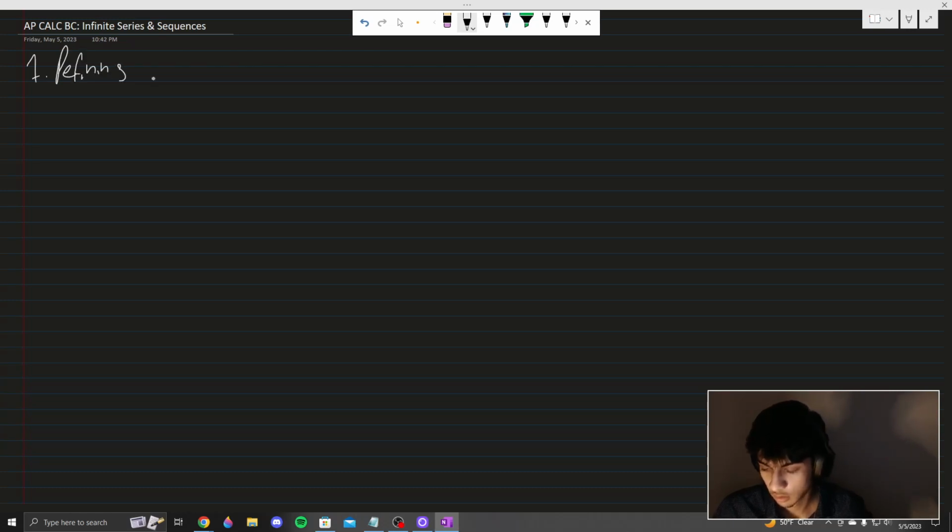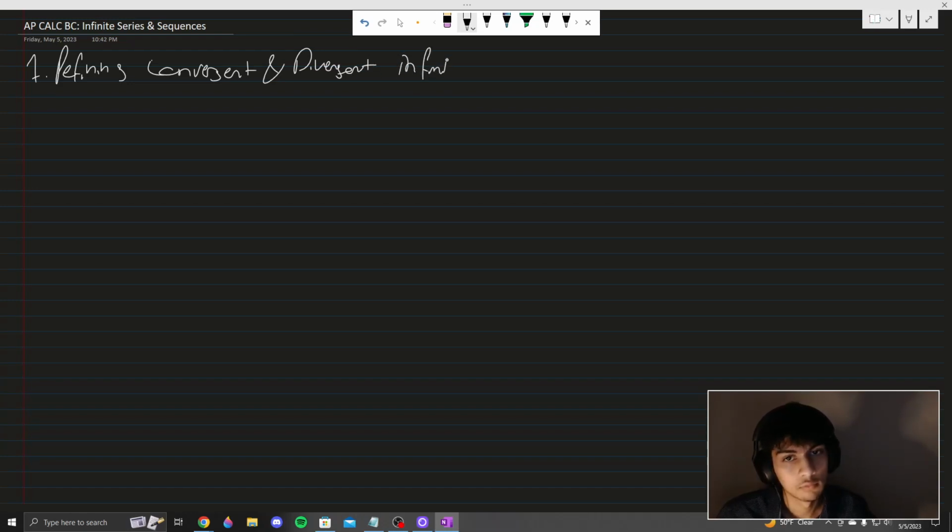defining convergent and divergent infinite series. Okay, defining convergent and divergent infinite series. So first, what is a sequence? A sequence itself is numbers in an infinite succession. Okay, so that's the best way I can probably describe it. And they follow a pattern.